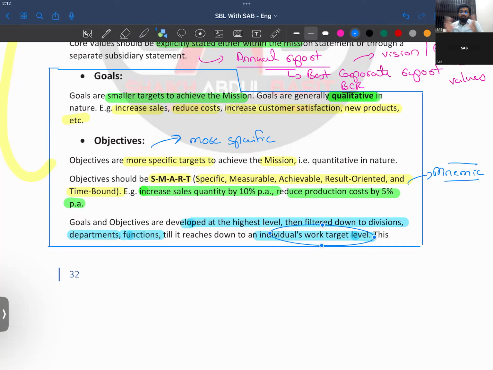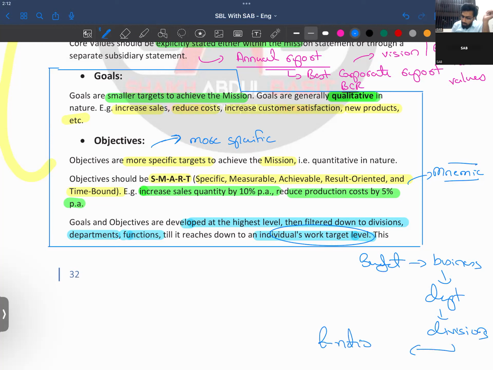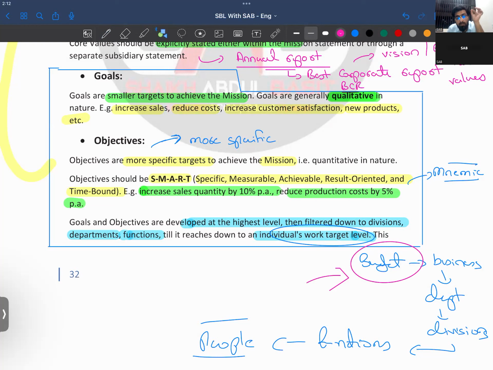And then, if I can give you an example, I was involved in a budget cycle. Budget is mainly a goal of a company to achieve, right? So first the budget is made for the complete business, and then it is segregated into different departments of the business, then divisions, then functions, and then to people. So at first you have to make the budget at a top level. Similarly, objectives and goals are made at the top level, and then filtered down, right?